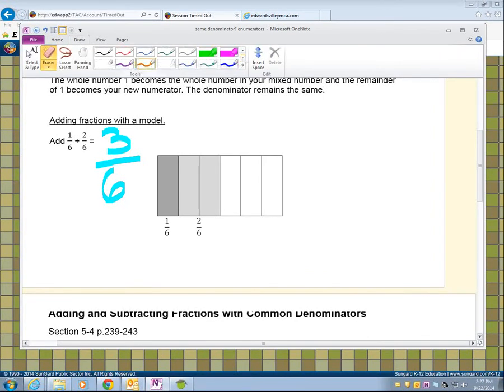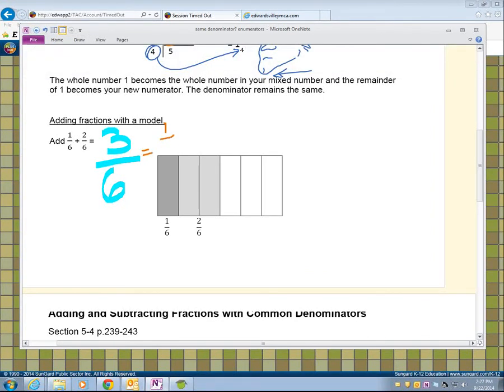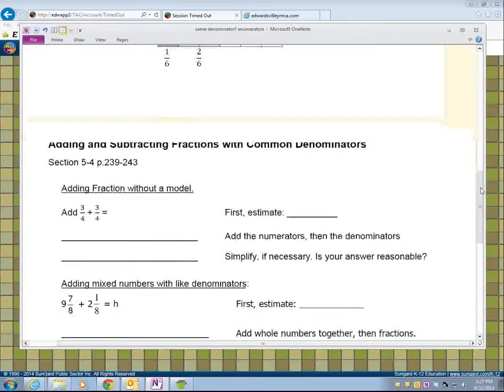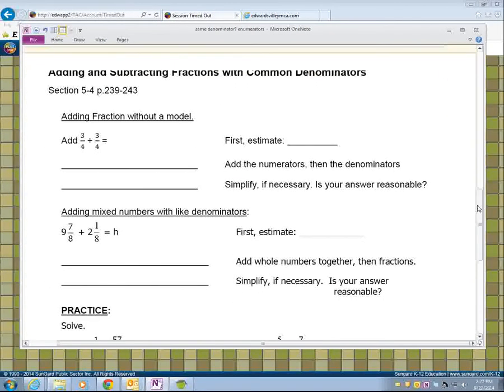So this equals 1/2. Now, Kate Upton had to be somewhere, so she's gone. Now we're without a model.